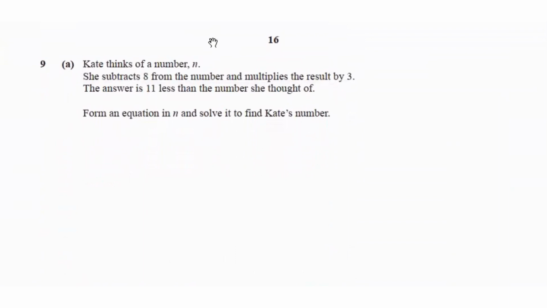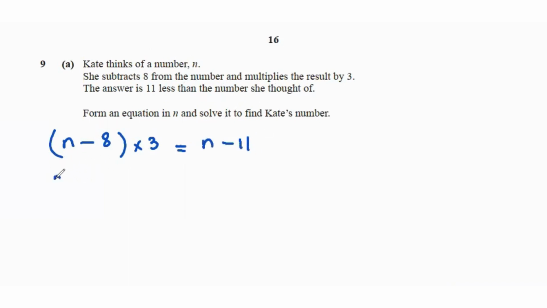Question 9 says K thinks of a number n. She subtracts 8 from the number and multiplies the result by 3. The answer is 11 less than the number she thought of. Form an equation in n and solve it to find Kate's number. So she thinks of a number n, subtracts 8 from it, multiplies it by 3, and the answer is 11 less than the number she thought of, so n minus 11.